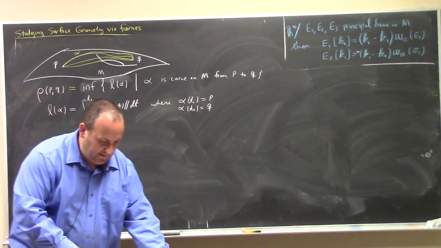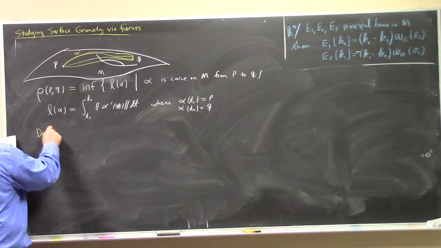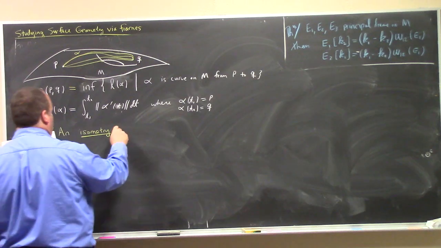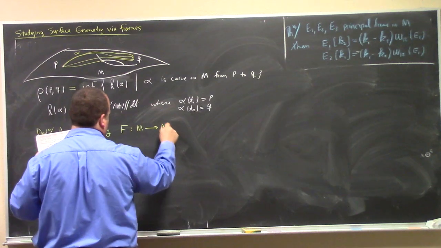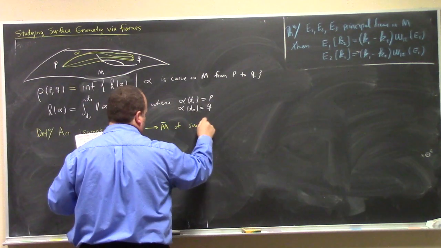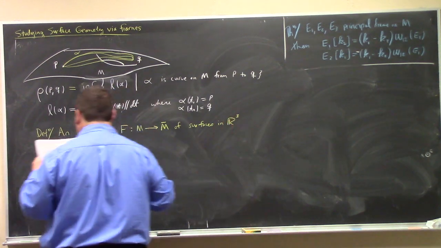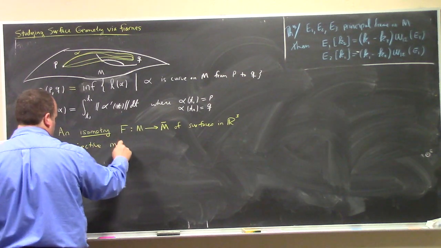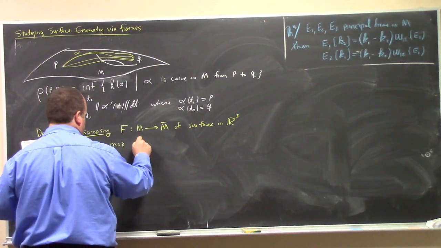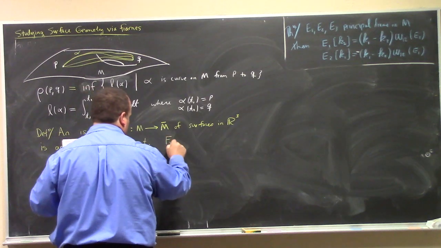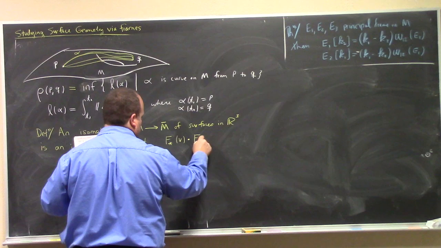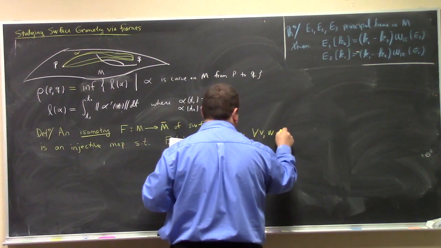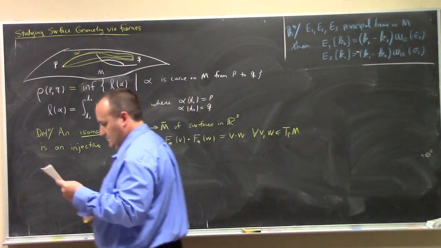Okay, so definition. An isometry. Oh, back to isometries again. Here we go. Definition. An isometry of surfaces in R3 is an injective map F such that the pushforward of V dotted with the pushforward of W is equal to V dot W, for all V and W in the tangent space to P in M.